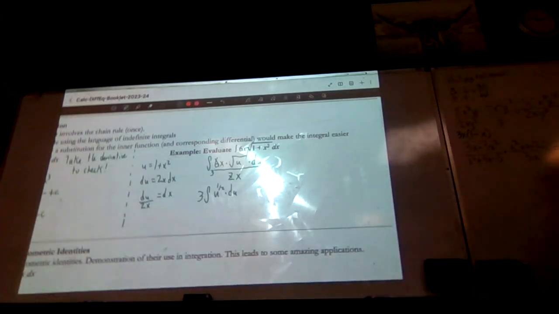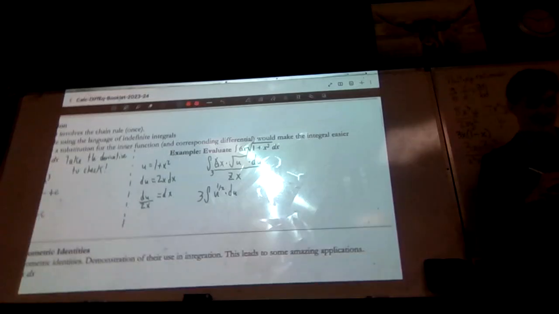Remember, the antiderivative. It's 3 halves x to the 3 halves, right? You divide by the power. Would it be 2/3? It would be 2/3. So here we're going to get 3 times.